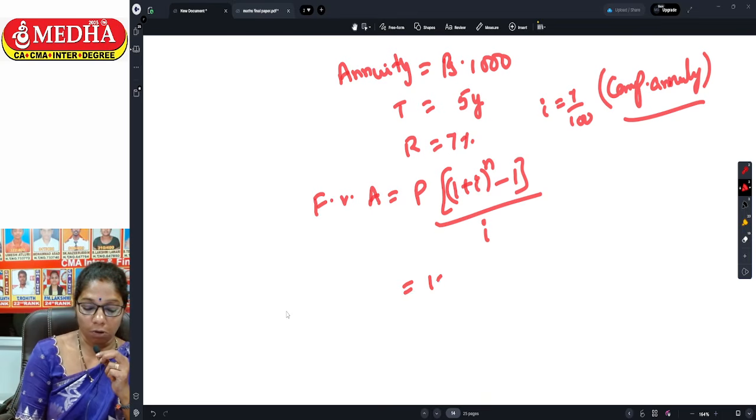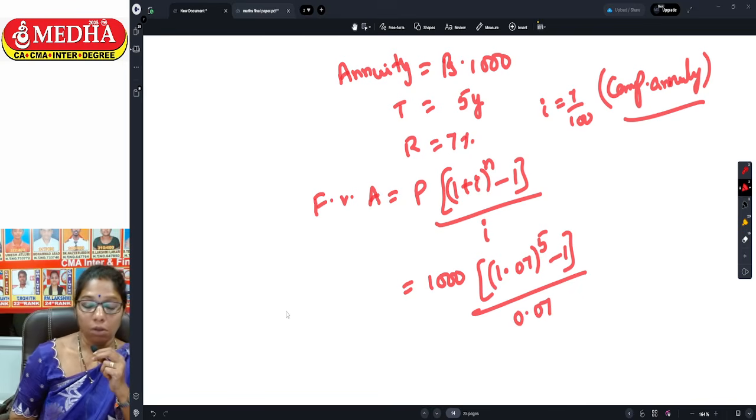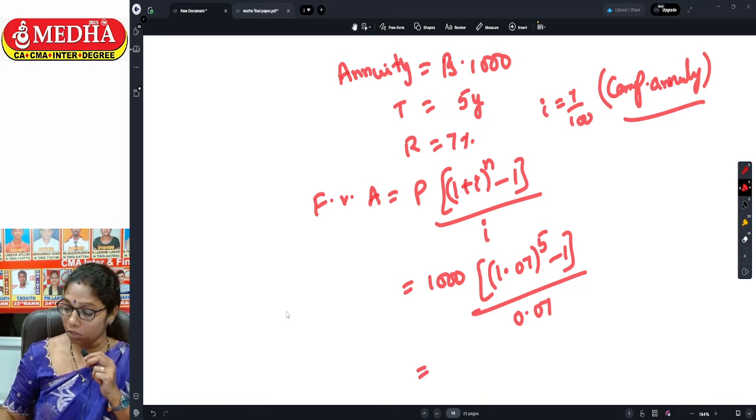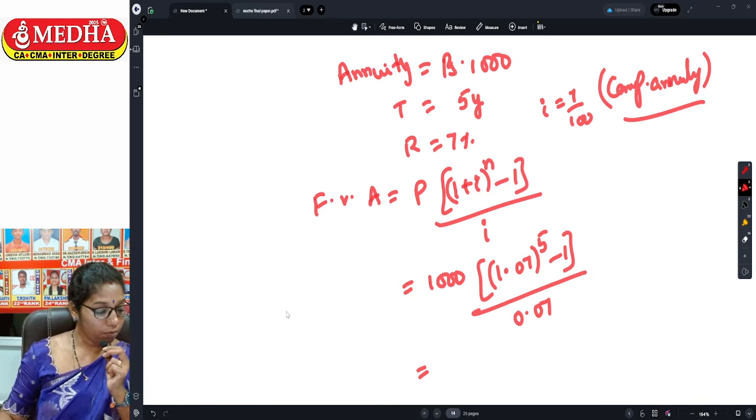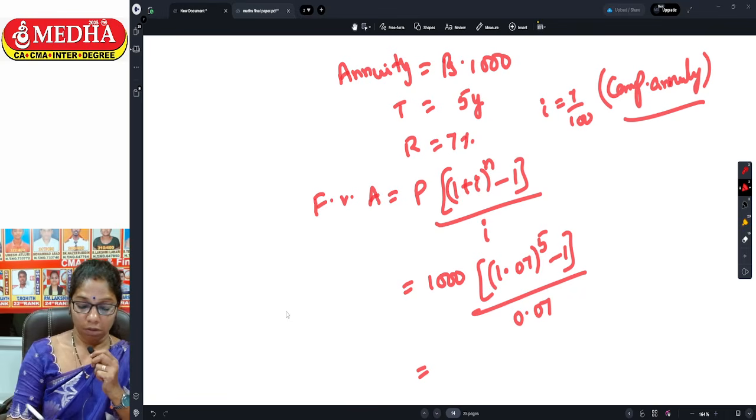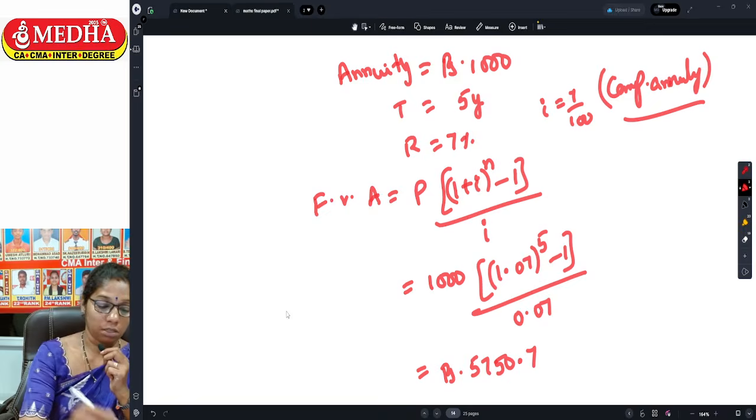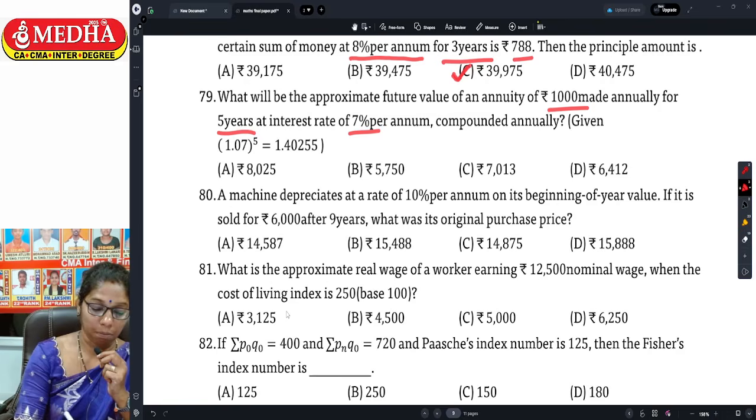So finally it is 1000 of (1.07 whole power 5 minus 1) by 0.07. The value of 1.07 whole power 5 has been given to us, so we can directly calculate the value. That is 1000 into 0.40255 divided by 0.07, which is equal to 5,750 rupees. So the nearest value is 5,750, option B.